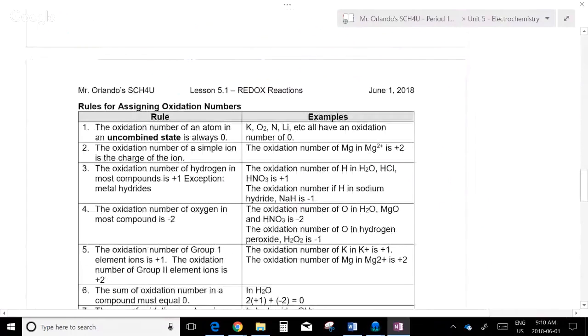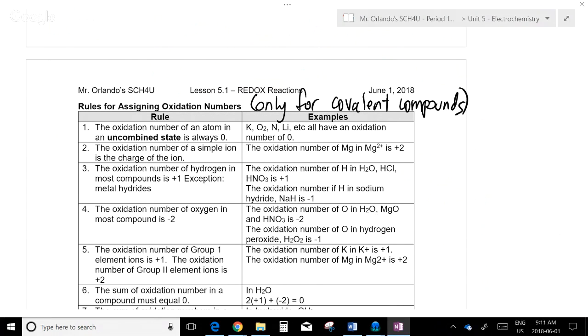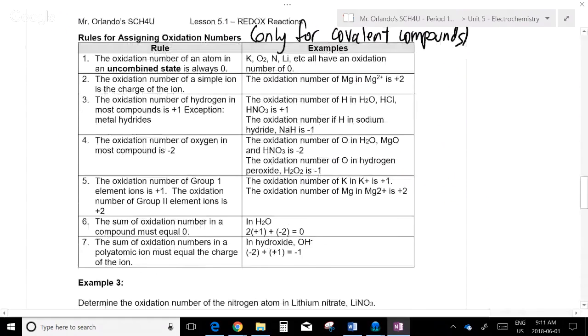Okay, so here's the rule. By the way, this is only for covalent compounds. When you look at an ionic compound, it's easy. You just give it its charge. Does that make sense? So we're only talking about covalent compounds here. And what we do is basically this. Follow these rules in order.